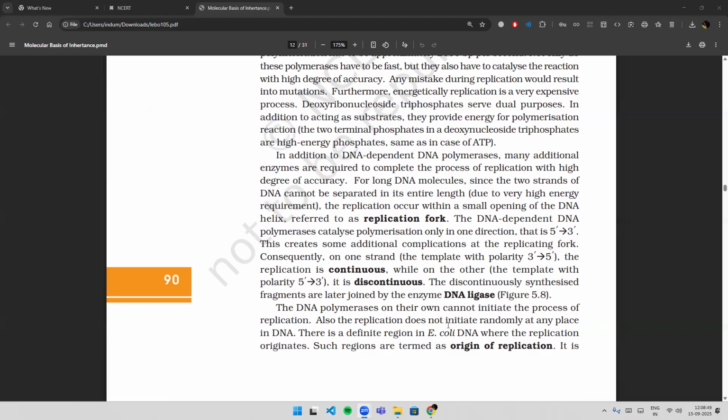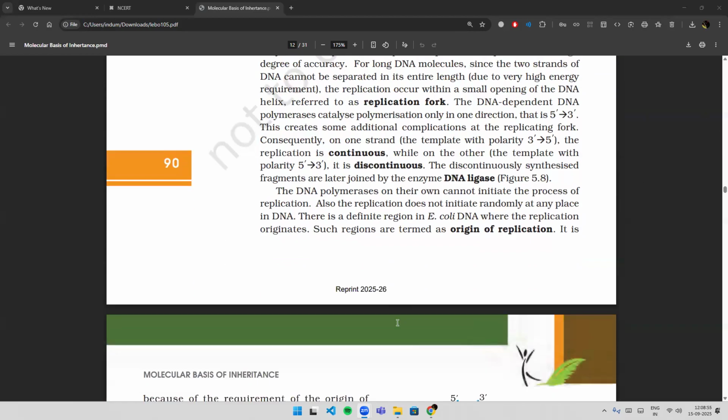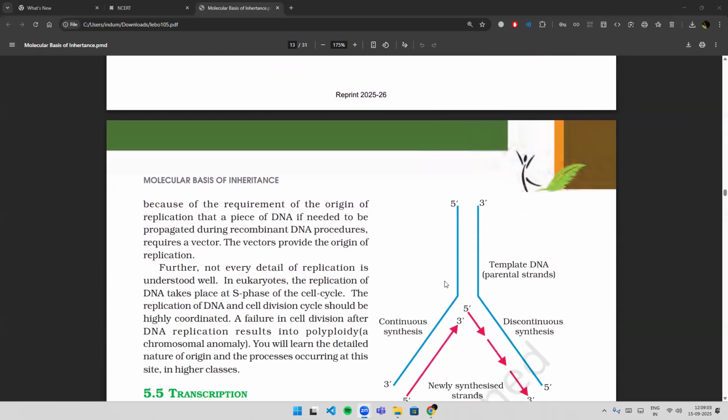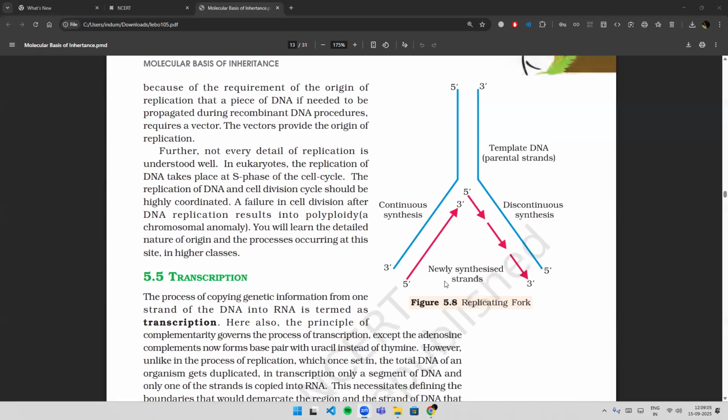The DNA polymerases on their own cannot initiate the process of replication. Also, the replication does not initiate randomly at any place in DNA. There is a definite region in E. coli DNA where the replication originates. Such regions are termed as origin of replication. It is because of this requirement of the origin of replication that a piece of DNA, if needed to be propagated during recombinant DNA procedures, requires a vector. The vectors provide the origin of replication.